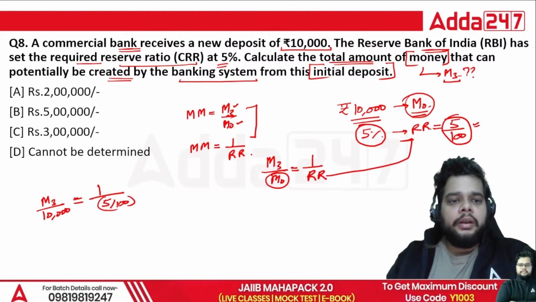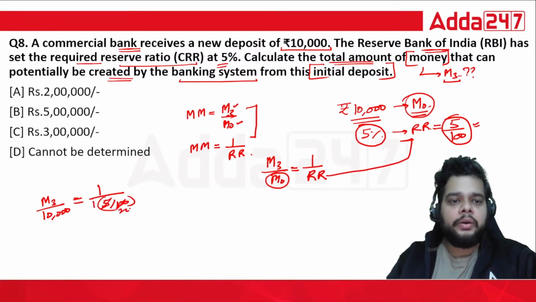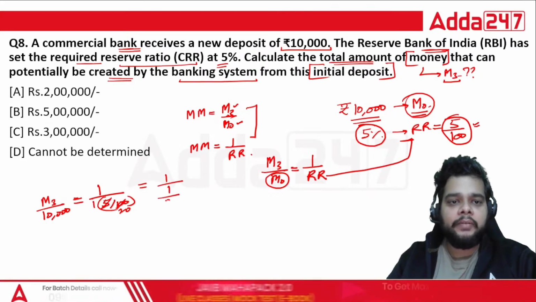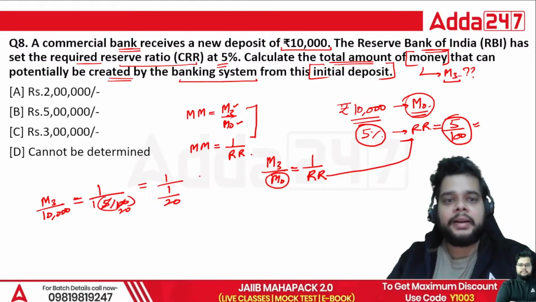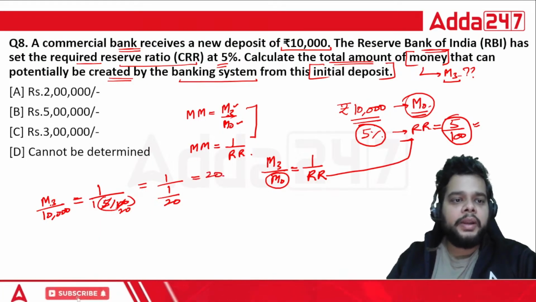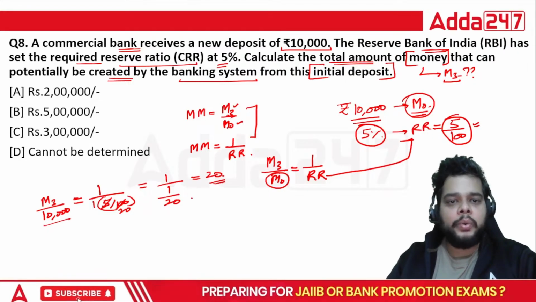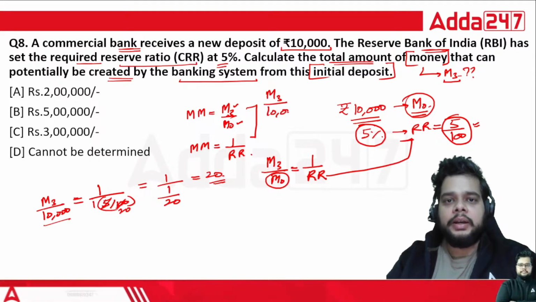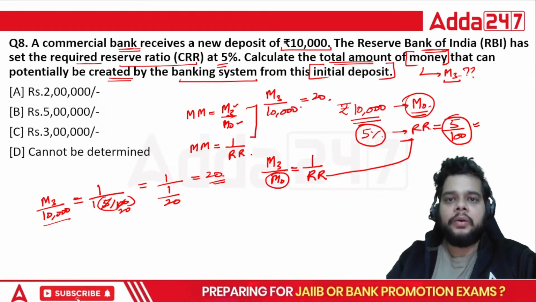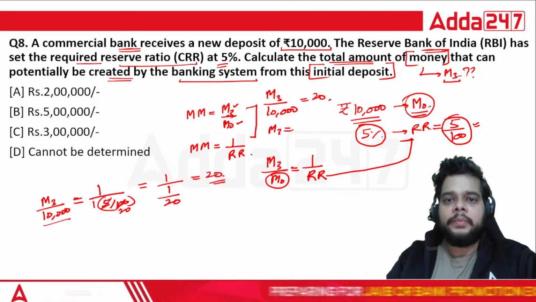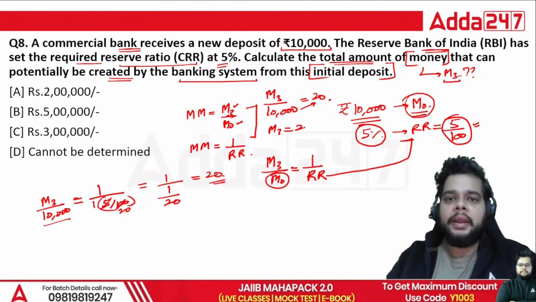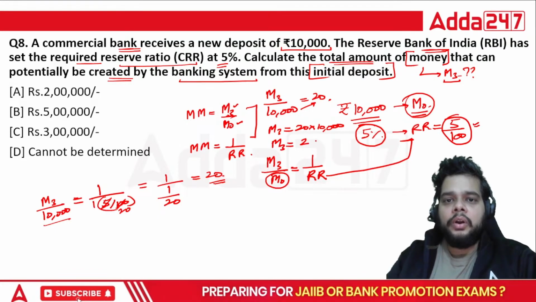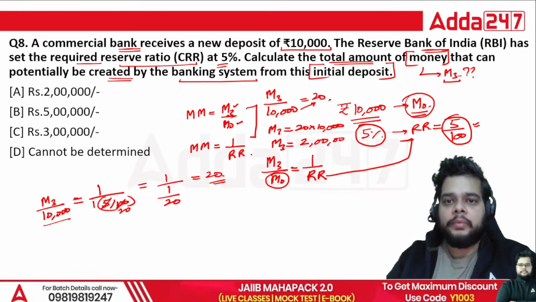Okay. So this will be what? 100 by 5 is 20, and this will go above, fine. This is 1 divided by 1 divided by 20. It will be the reciprocal, which will be equal to 20. So in effect, we have M3 by 10,000 is equal to 20. Now cross multiplication will be there. M3 will be equal to 20 multiplied by 10,000, and you will get the answer as M3 is equal to 2 lakh. Okay, yes, 2 lakh will be the right answer.